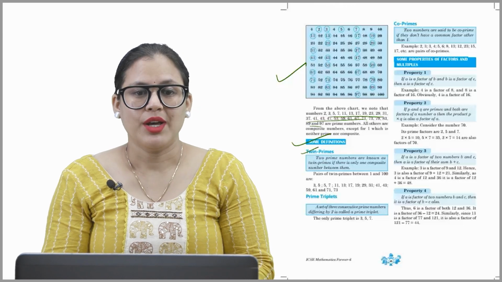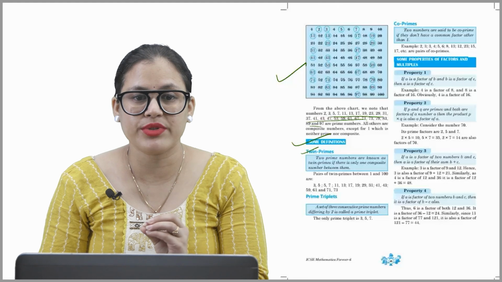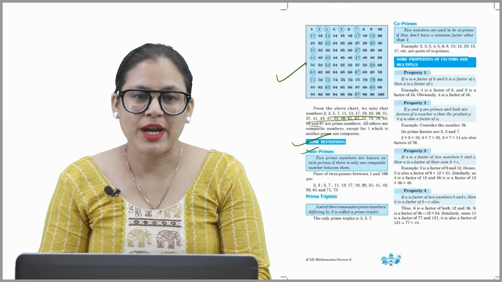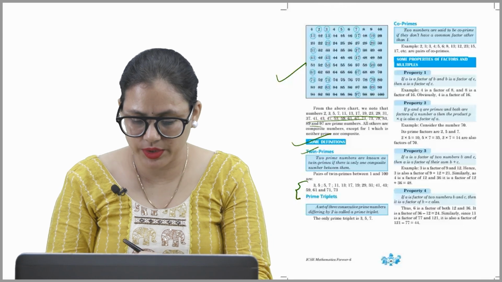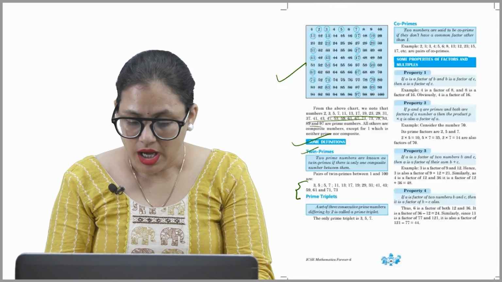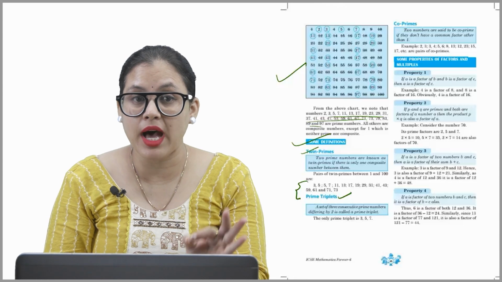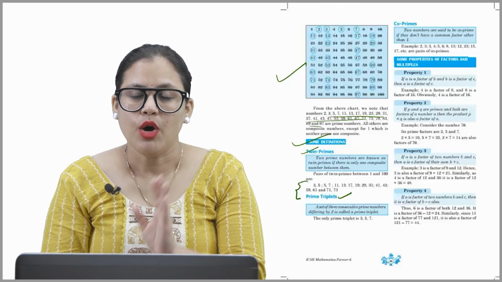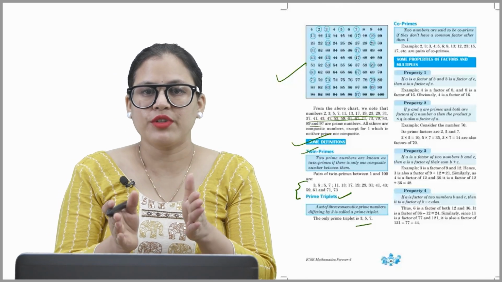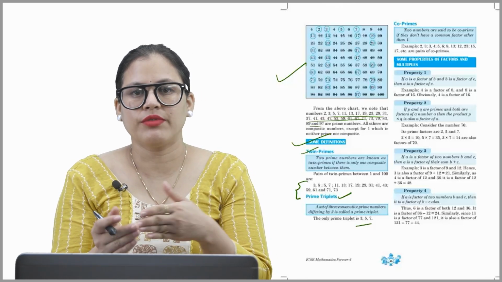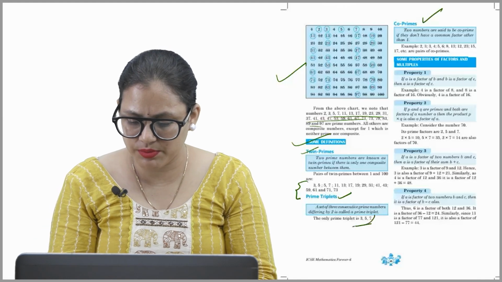First is twin primes. Two prime numbers are known as twin primes if there is only one composite number between them. Pairs of twin primes between 1 and 100 are given. Okay, prime triplets. A set of 3 consecutive prime numbers differing by 2 is called a prime triplet. The only prime triplet is 3, 5, 7. The difference of 5 and 3 is 2 and the difference of 7 and 5 is also 2. Remember, this is the only prime triplet.